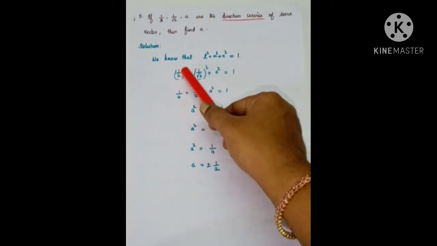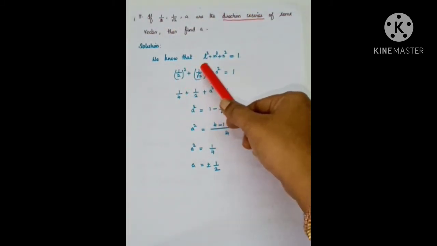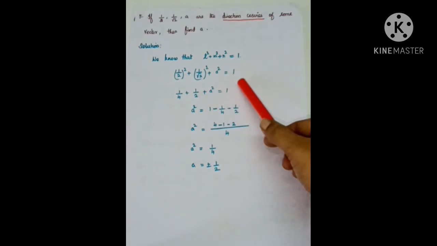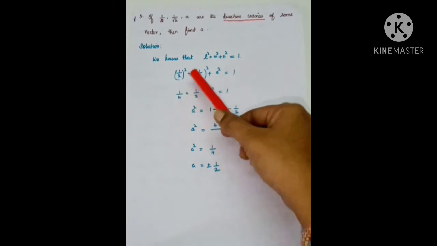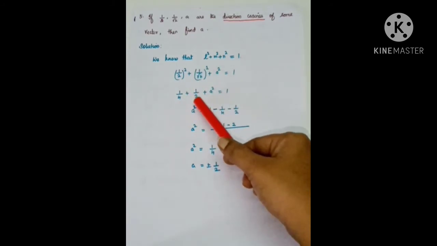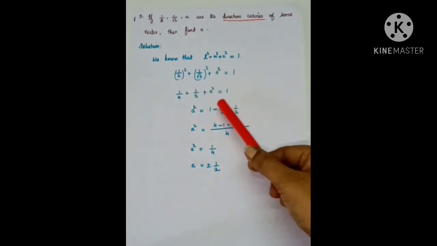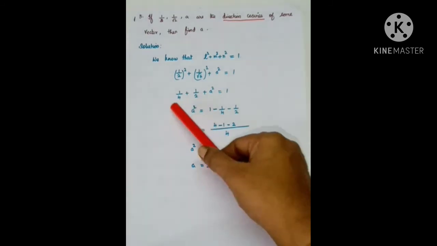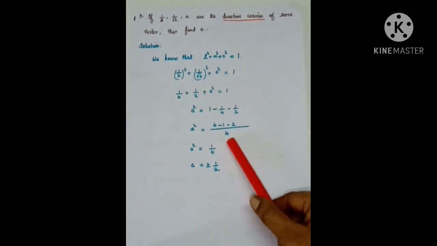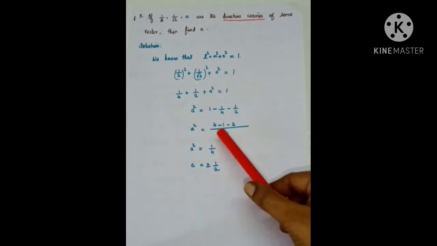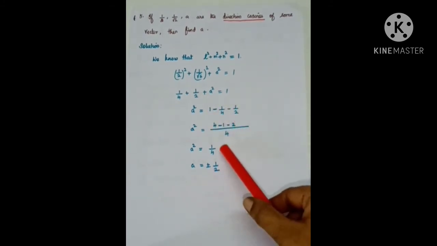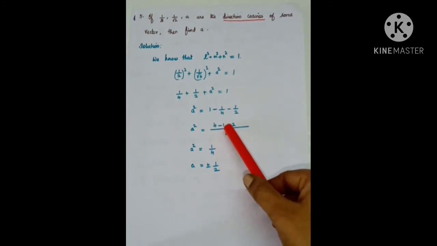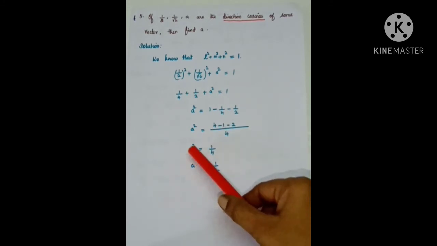So it is given that they are the direction cosines. So (1 by 2) the whole square plus (1 by root 2) the whole square plus a squared is equal to 1. What is (1 by 2) the whole square? 1 by 4. Plus (1 by root 2) the whole square is 1 by 2, plus a squared is equal to 1. So a squared you keep on the left side, bring everything to the right side and take LCM. The LCM is 4. So here you will have 4 minus 1 minus 2. So the answer is 4 minus 3, that is 1 by 4. That is your a squared.